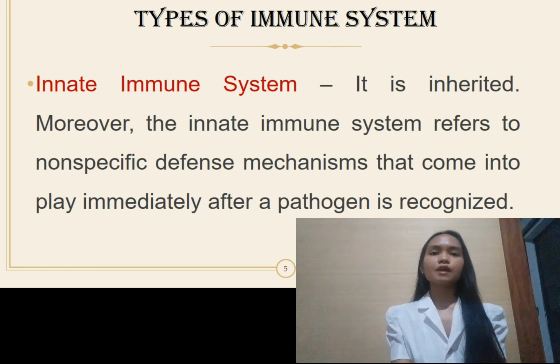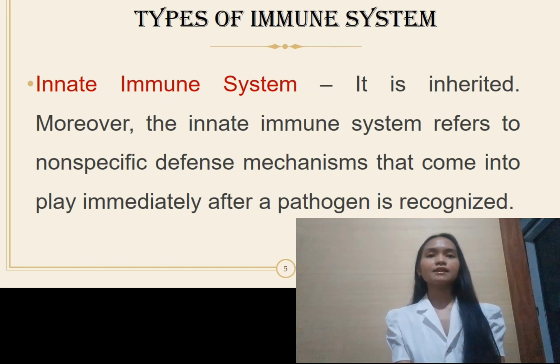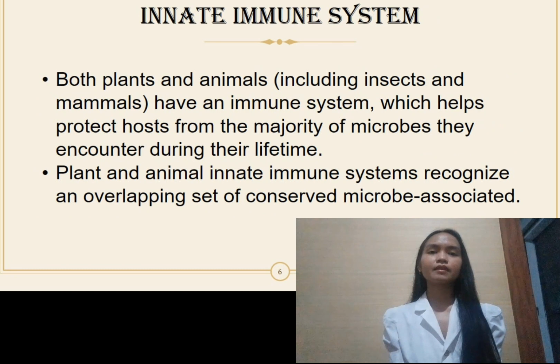There are two types of immune system. The first one is the innate immune system. When we are talking about the innate immune system, it is inherited. Moreover, the innate immune system refers to non-specific defense mechanisms that come into play immediately after a pathogen is recognized.